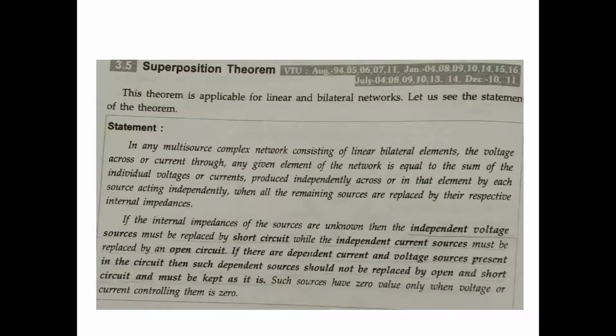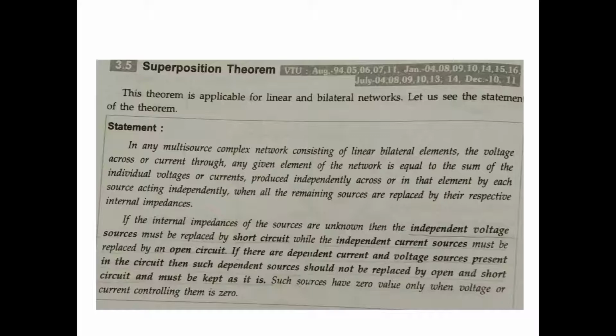First, the statement of the superposition theorem. In any multi-source complex network consisting of linear and bilateral elements, the voltage across or current through any given element of the network is equal to the sum of the individual voltages and currents produced independently across that element by each source acting independently, when all remaining sources are replaced by their respective internal impedances.